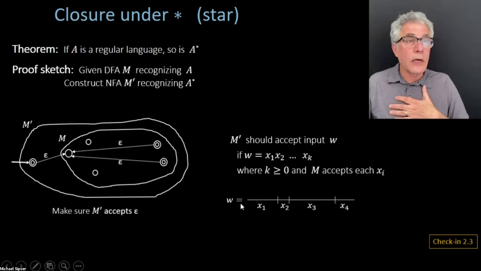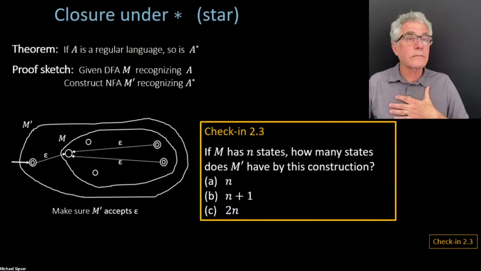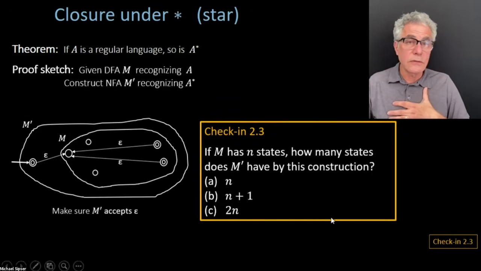And so now, one quick check-in on this. If M has n states, how many states does M prime have by this construction? These aren't intended to be very hard, more just to keep you awake. So how many states does M prime have?